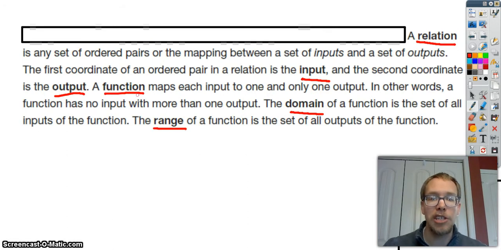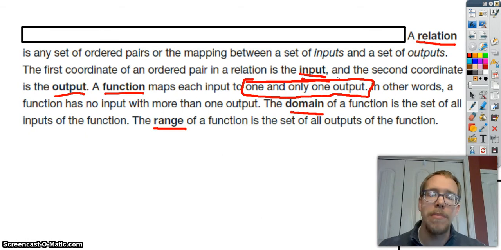A function is a special kind of relation. A function is a special kind of mapping. A function maps each input to one and only one output. A function is a special type of mapping or relation that maps each input to one and only one output. In other words, a function has no input with more than one output. And the domain of a function is the set of all inputs. The range of a function is the set of all outputs.